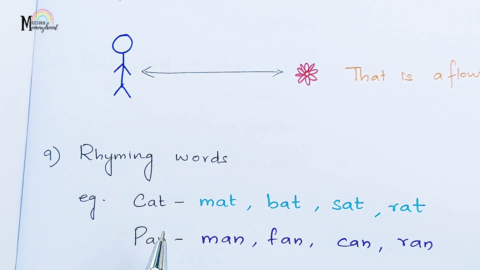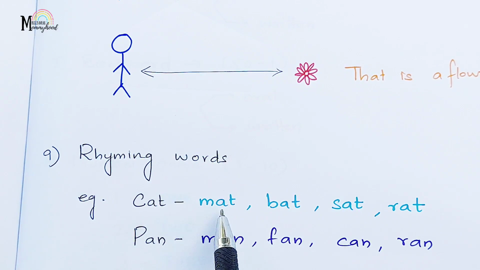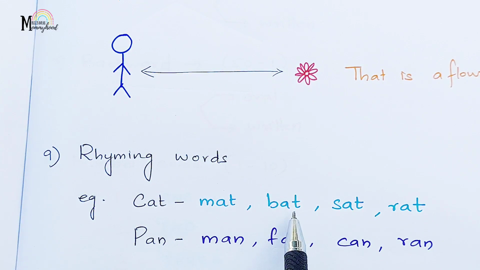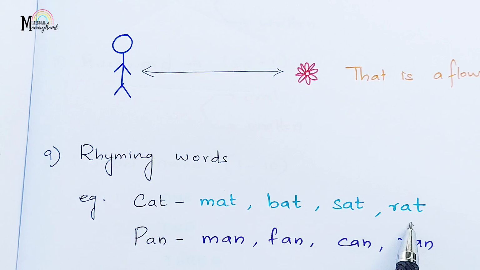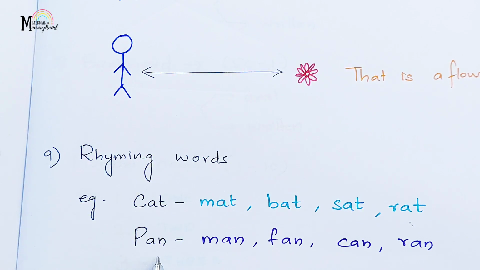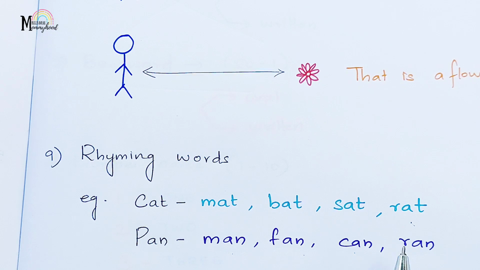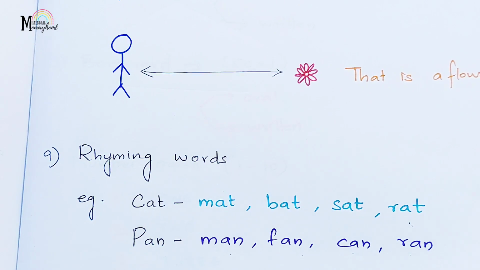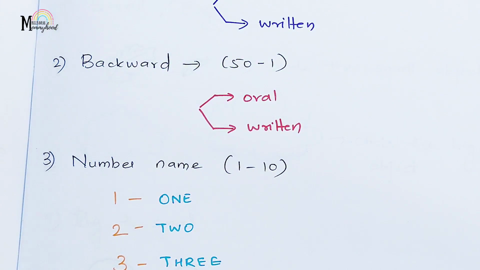Next come rhyming words, wherein similar rhyming words are taught together. For example, for cat, you have mat, bat, sat, rat and so on. For pan, you have man, fan, can, ran and so on. This is also very helpful in phonics.